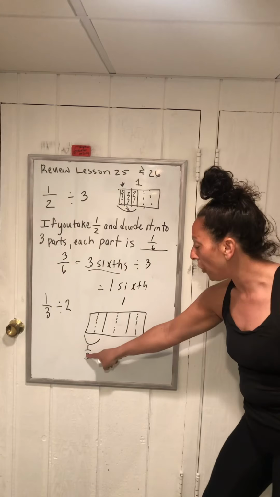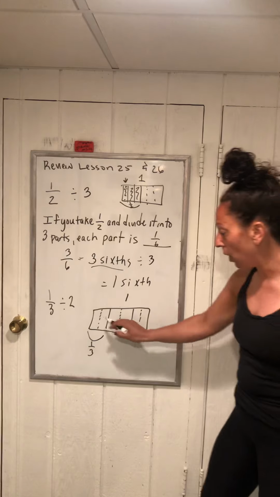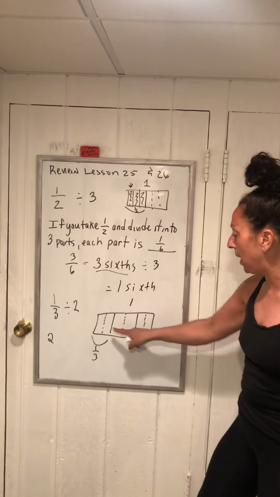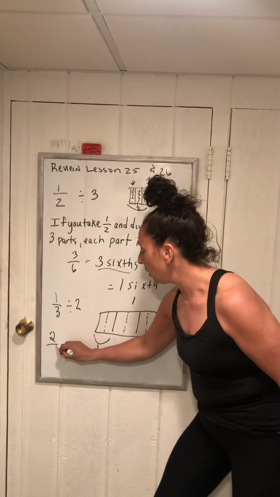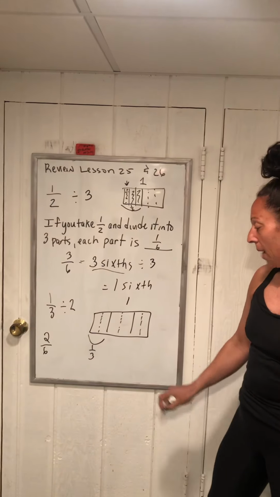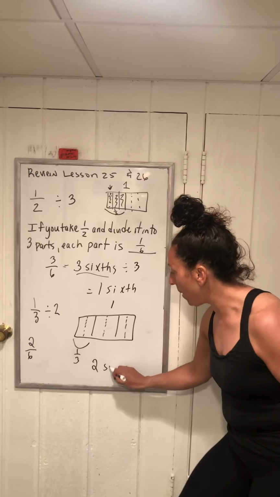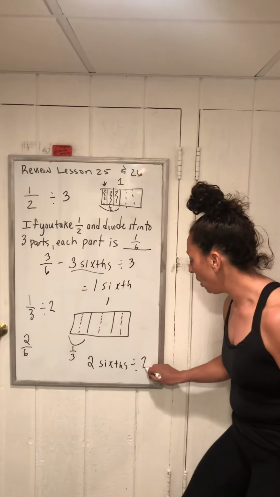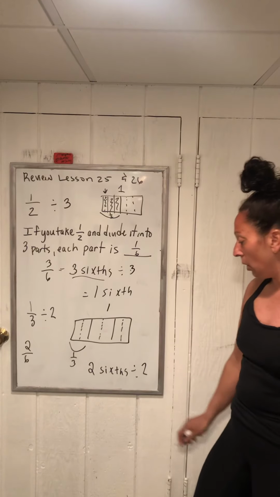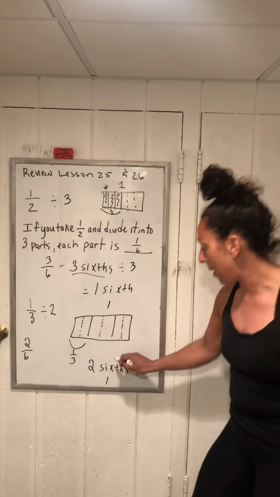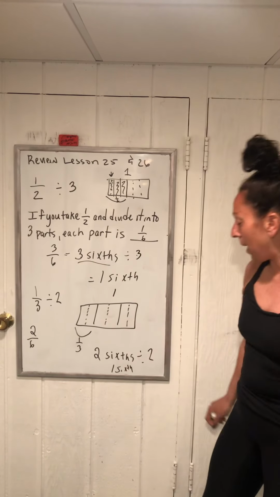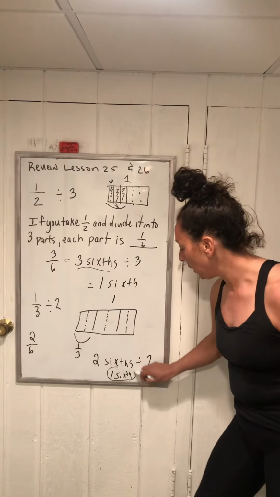Okay, 1/3 is also equal to, well, how many parts do you have here? 2 out of how many? 2, 4, 6. 2/6. So technically in unit form I have 2/6 divided by 2. Well, what's 2 divided by 2? 1, and my unit is 1/6. So my answer is 1/6.